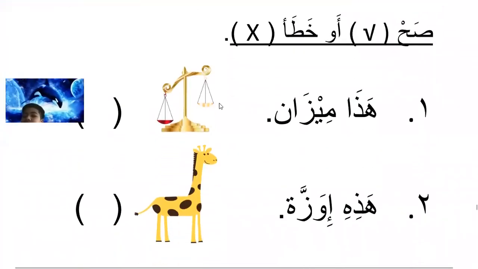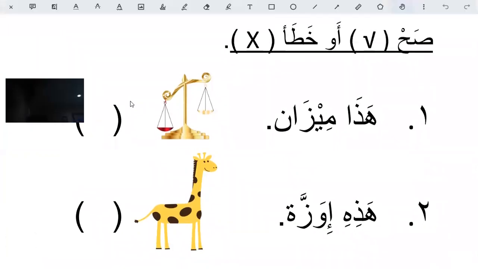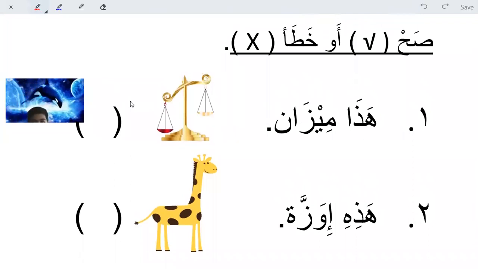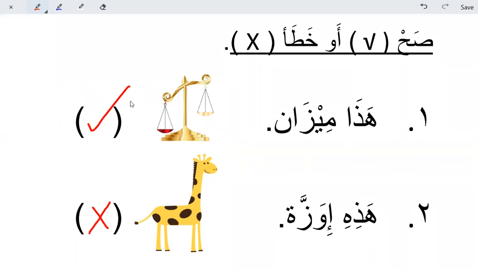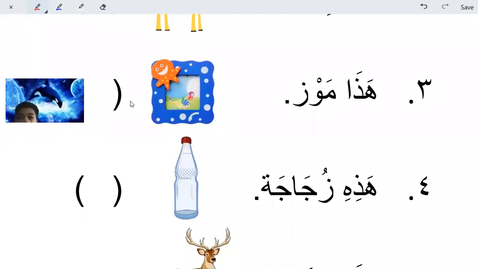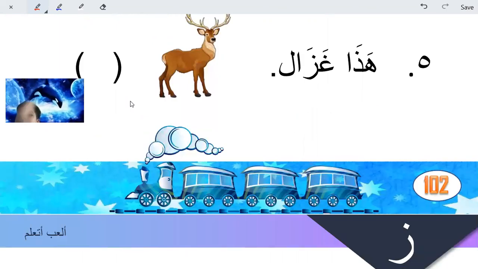Sah aw khata, correct or wrong? Sahi. Haza mizan. Sahi. Good. Iwaza is probably a swan. Okay, haza mouse is hatar. Haza mouse is banana. Yes, this is a banana, okay. Hazihi zujaja is sahi. Sahi, okay. The gazelle, I can't say the gazelle. The gazelle is sahi. Good.